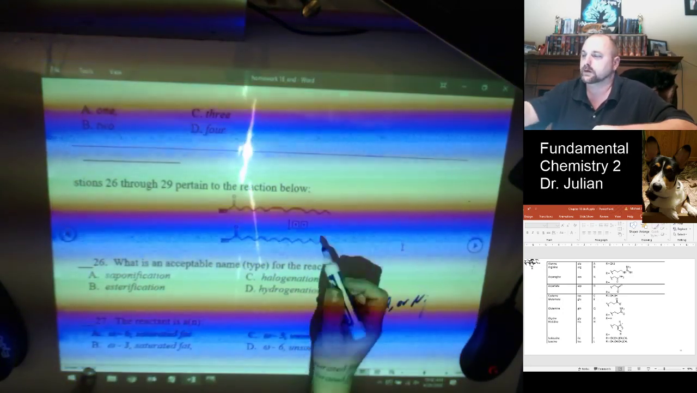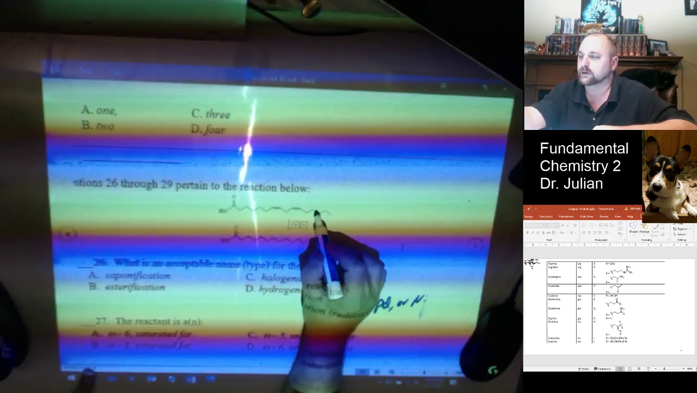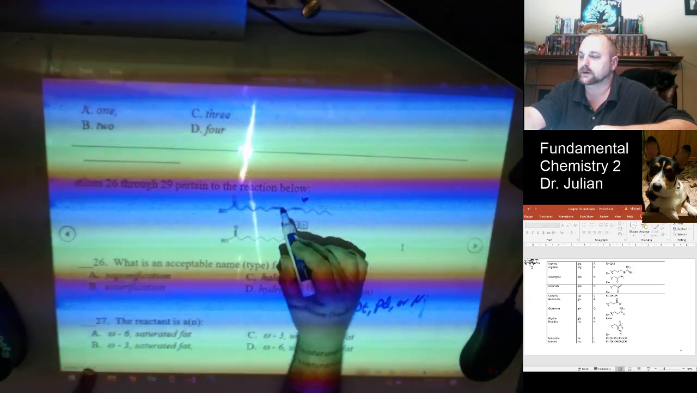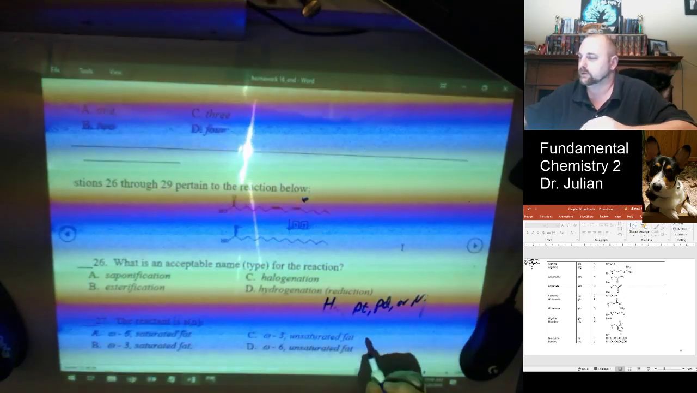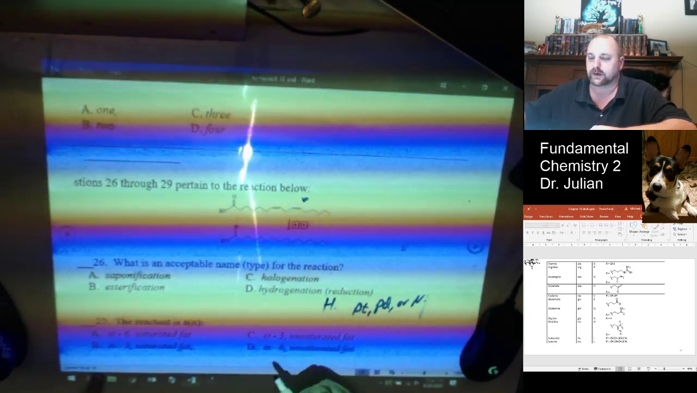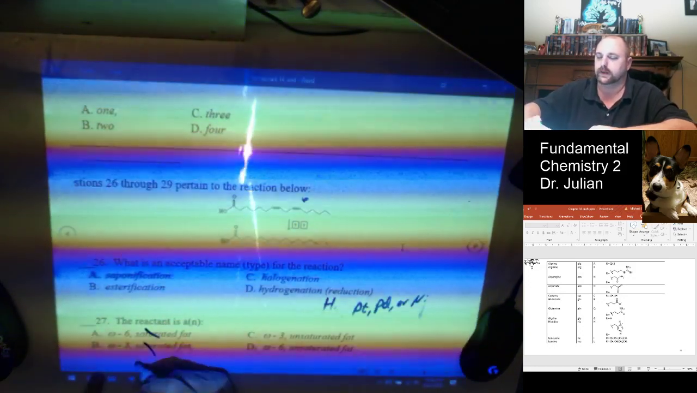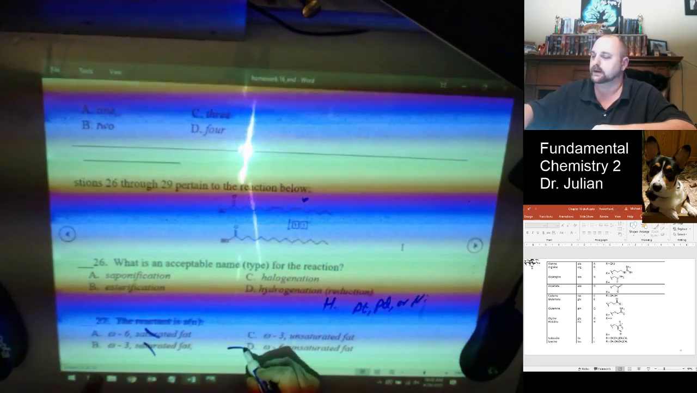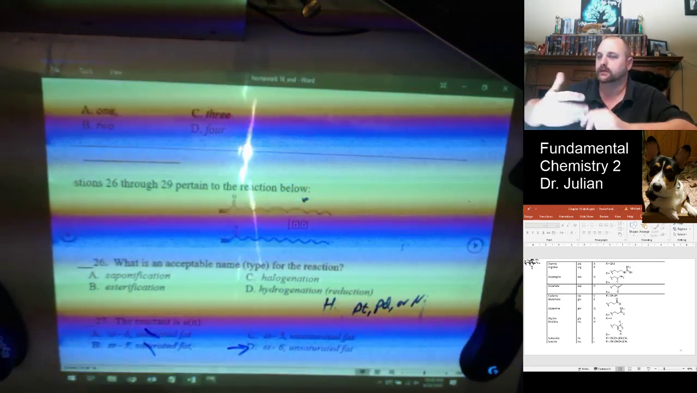So the starting material, 1, 2, 3, 4, 5, 6, 7, 8. It's an omega 6 or an omega 9 unsaturated. So don't ever worry about the saturated with omegas. Omega 6, unsaturated. Omega 6, saturated.